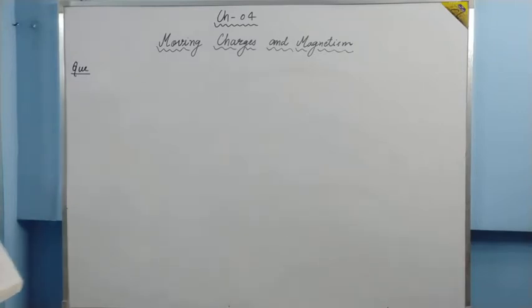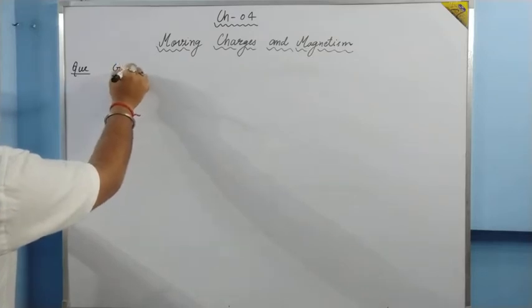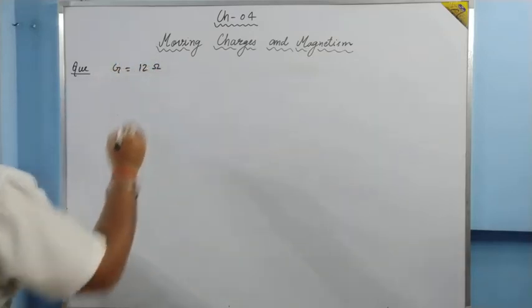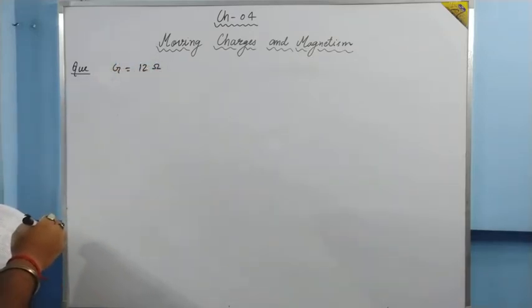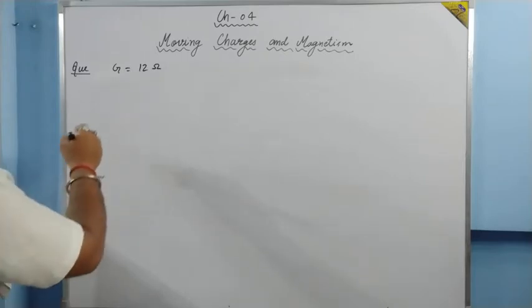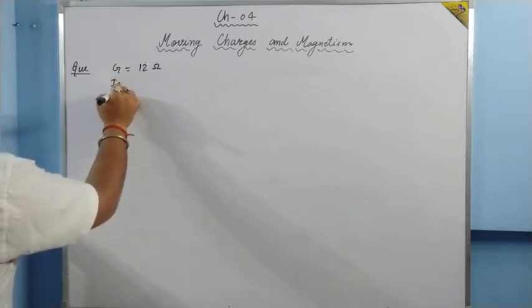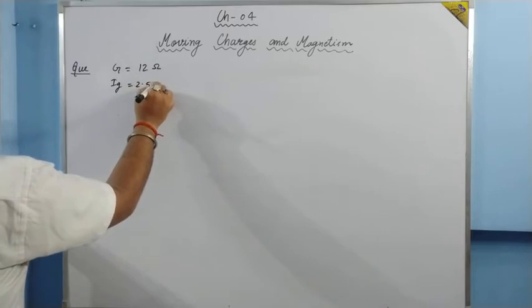Okay, the question is: a galvanometer with a coil of resistance 12 ohm. What is being given? The resistance of the galvanometer, that is your capital G, is 12 ohm. It shows full scale deflection for a current of 2.5 milliampere. Ig has been given as 2.5 milliampere.